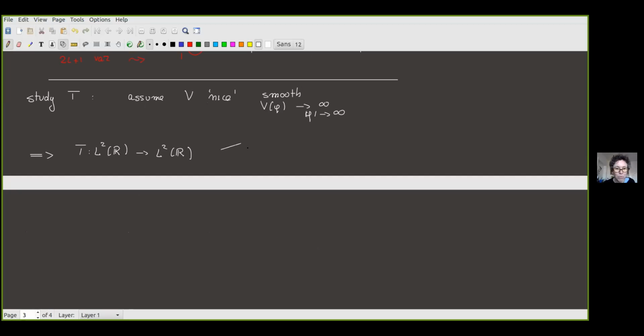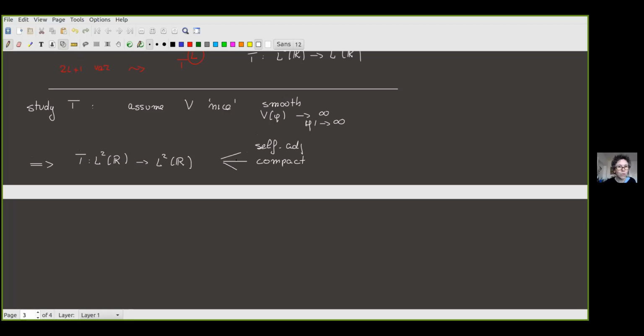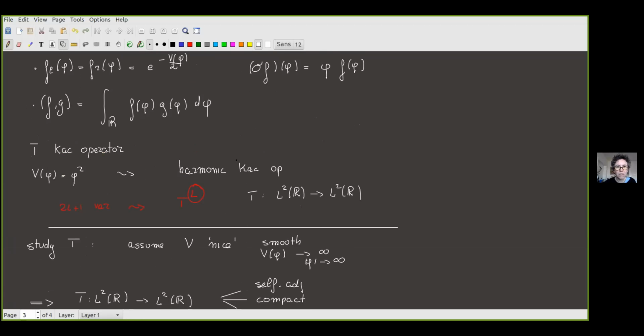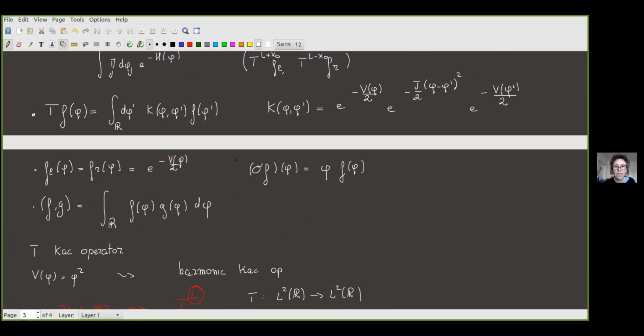And it has a number of properties. It's self-adjoint. It's compact. Actually, it's Hilbert-Schmidt. Compact. And, well, if you look at our kernel, which was here, now it's a product of exponentials. Oh, well. So it's strictly positive for every phi and phi prime.